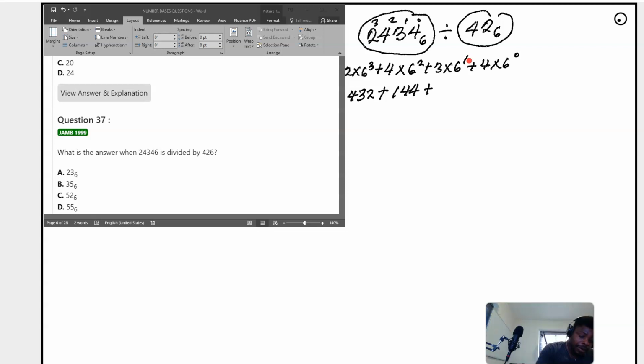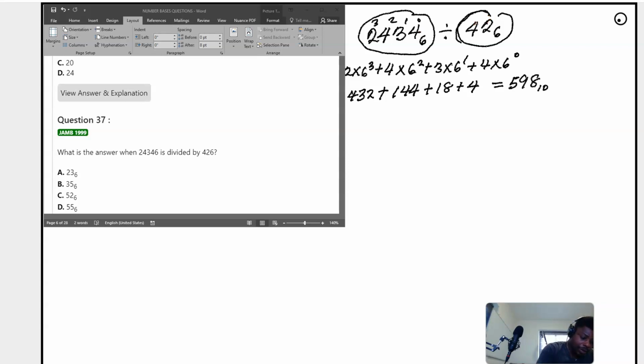Plus 6 raised by 1 is 6 times, that is 18. And this is 4. So let's add this together: 432 plus 144 plus 18 plus 4. So this is 598 in base 10. That is for this one.